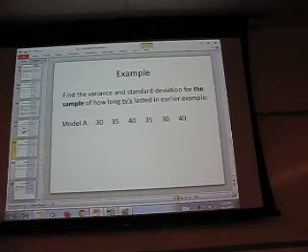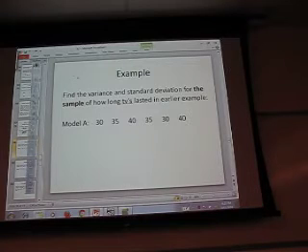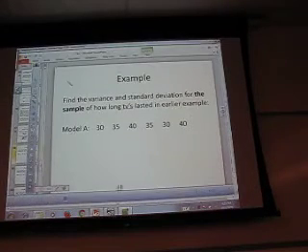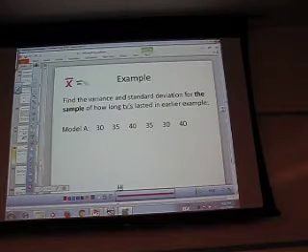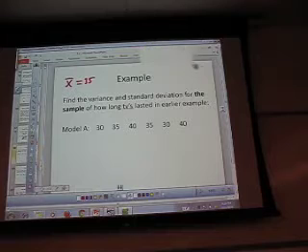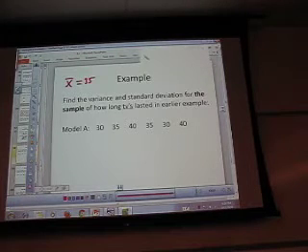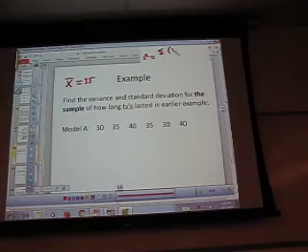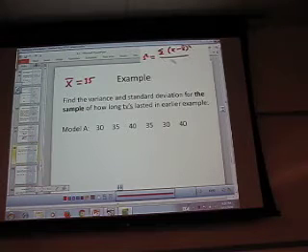Okay. What was my X bar again? Anyone? For Model A, 35. Yep, X bar was 35. So I need to figure out how far each of them is from 35. So again, remember, I'll write out my formula up here. My s squared is going to equal the sum of my x minus x bars squared divided by n minus 1.